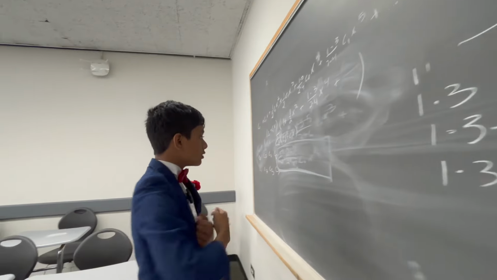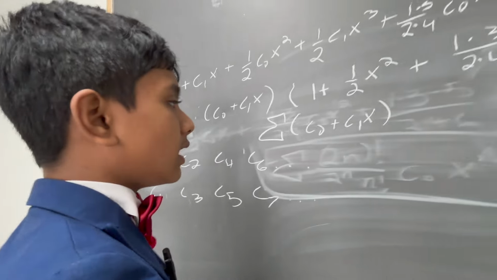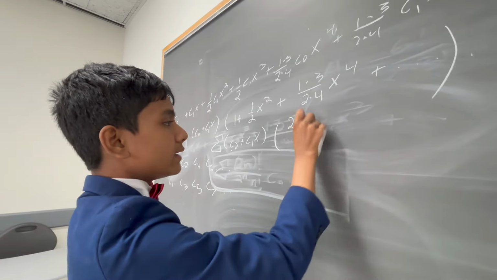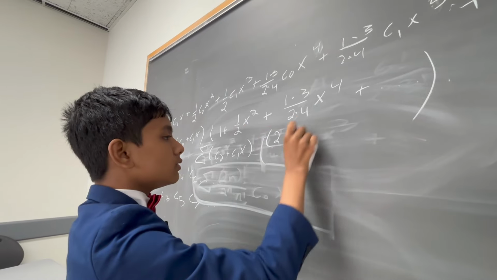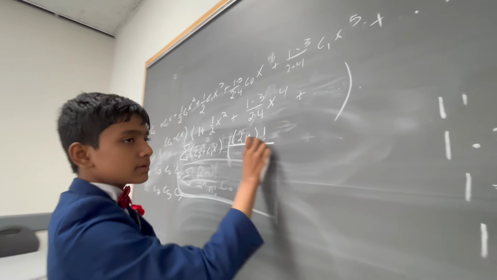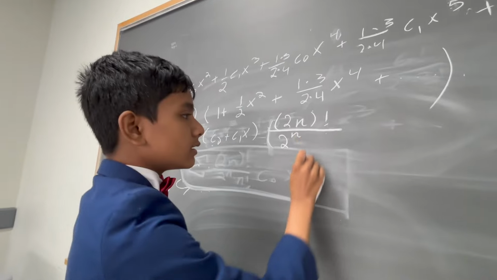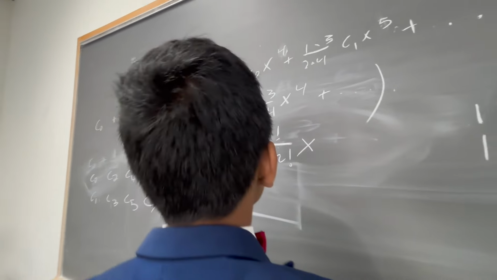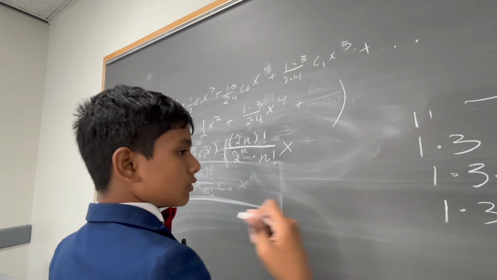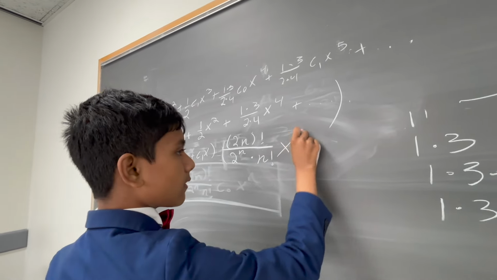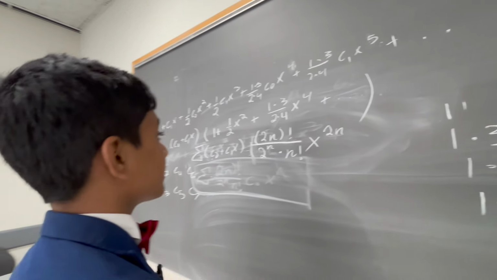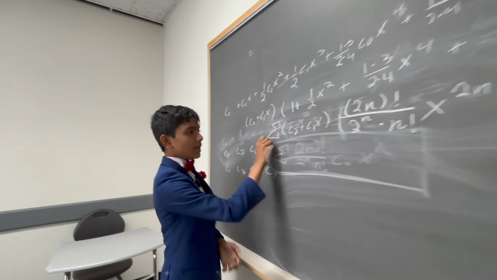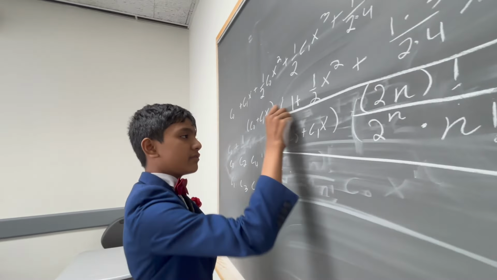All connects together. So we've got the sum of C0 plus C1x times 2n factorial divided by 2 to the n times n factorial x to the 2n. Is that correct? Indeed it is. So that's it. That's the huge behemoth of an expression.